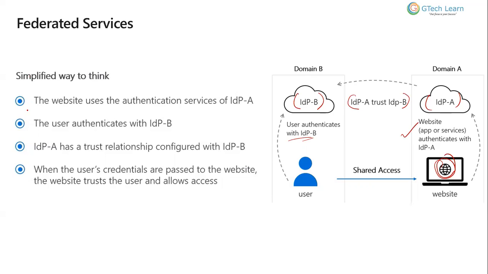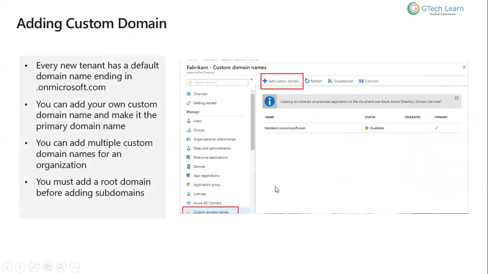So here you can see the website uses the authentication service of identity provider A. The user authenticates with identity provider B, and identity provider A has a trust relationship configured with identity provider B. So when the user credentials are passed, the website trusts the user and allows the access, and that is known as shared access in the federated services. That's okay.